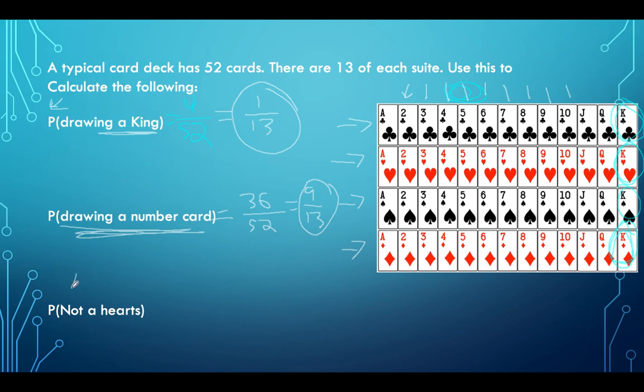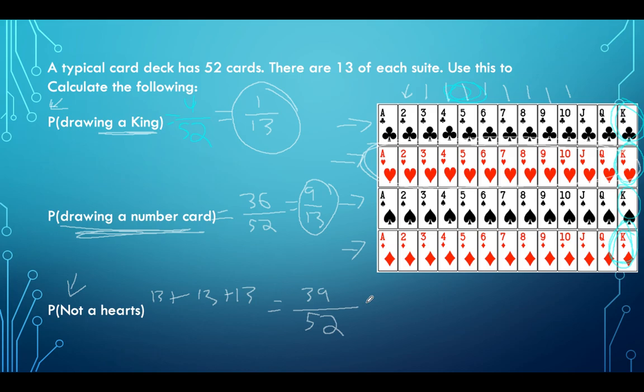And now the probability of not a hearts. So again, that's the suit, hearts. So there's 13 cards there. So we need to figure out all of the cards that we could pick. Well, if it's not a heart, it could be a club. So there's 13 clubs. There's 13 spades. And there's 13 diamonds. So you add all those together, that gets you 39. But then you have to divide that by the total number of cards, which is 52.